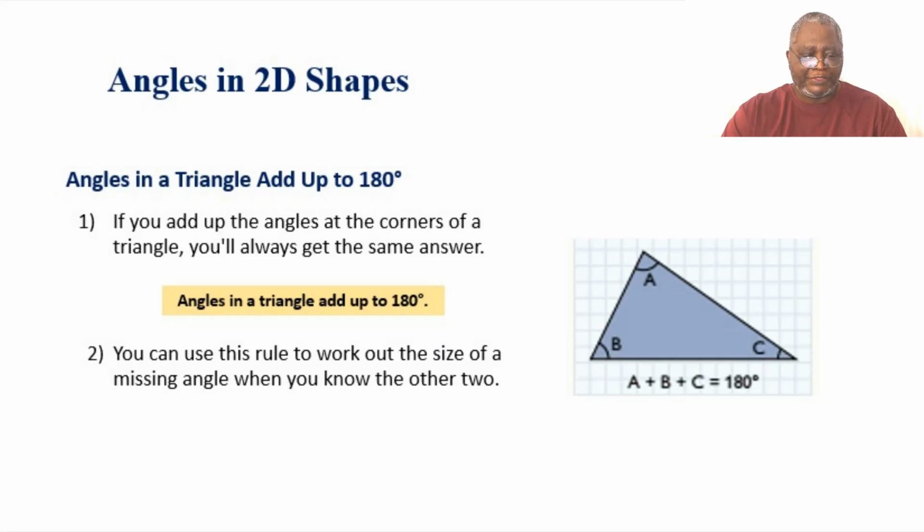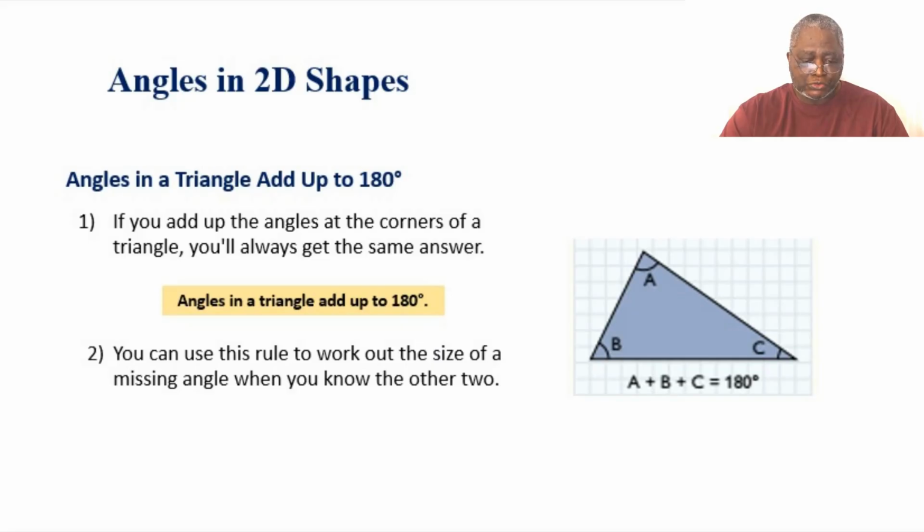Let's start with angles in a triangle, which add up to 180 degrees. If you add up the angles at the corners of a triangle, you'll always get the same answer, 180 degrees. And that is your reminder, which you need to be able to remember at any time during the course, during your exam, and in your lifetime. Angles in a triangle add up to 180 degrees.